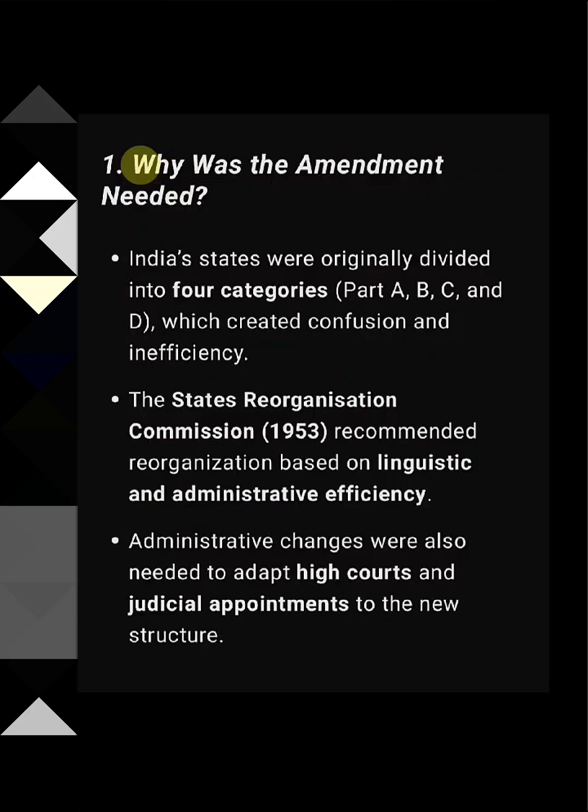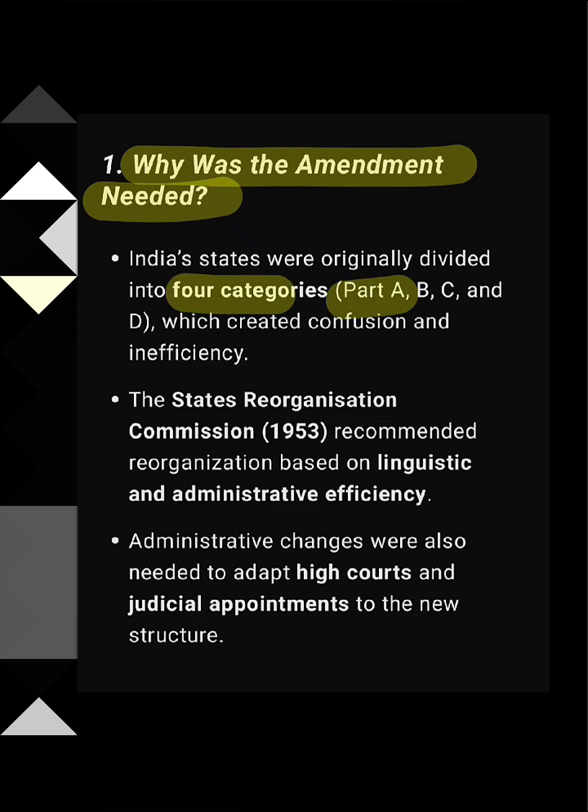So let's address the first question, that is, why was the amendment needed? The one-line answer to this question would be, the amendment was needed because we were doing reorganization of Indian states. After independence, Indian states were organized into 4 categories, and those 4 categories were Part A, B, C, and D. And this type of categorization of Indian states has created a lot of confusion and inefficiency in governance.